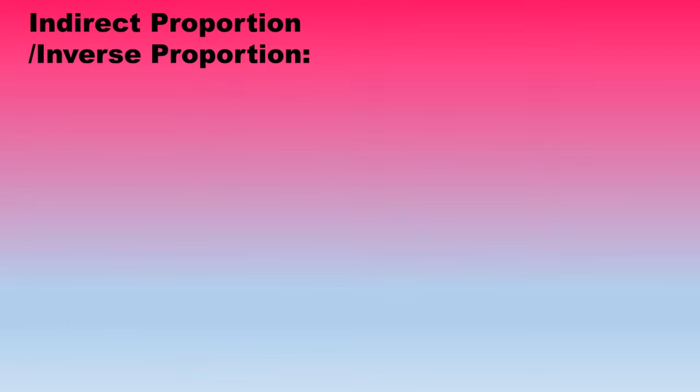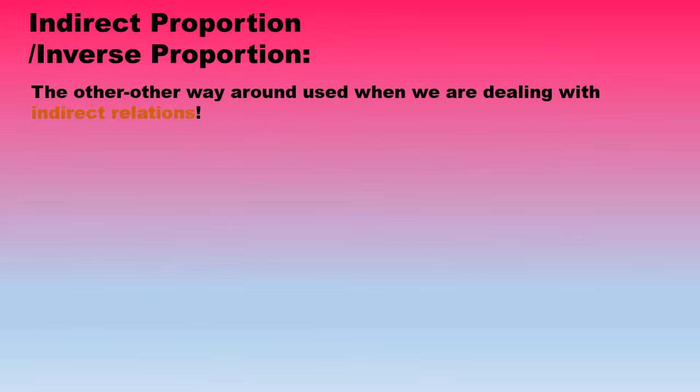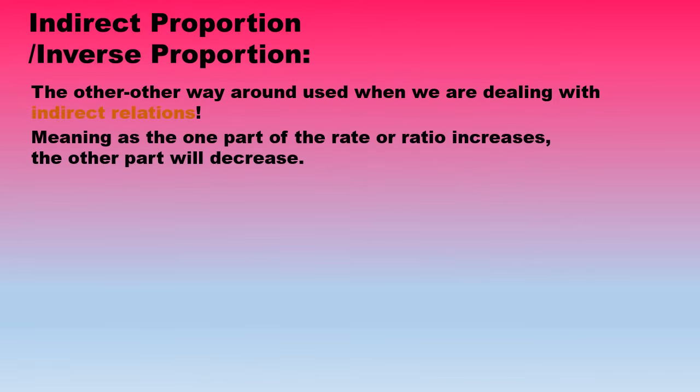Opposite to the pirate method, let's have a look at the indirect proportion, which we also normally refer to as the inverse proportion. The other way around is used when we are dealing with indirect proportion. I normally just refer to it as the other way around. You can call it whatever you want to, but I'll show you why I call it that. Very important, we are dealing with indirect relations. Meaning as the one side increases, the other side decreases, or as the one side decreases, the other side will increase. This is different to the pirate method.